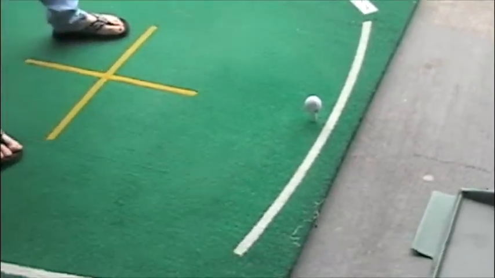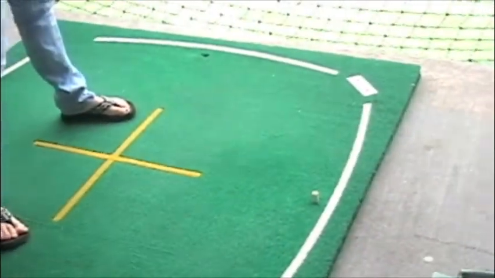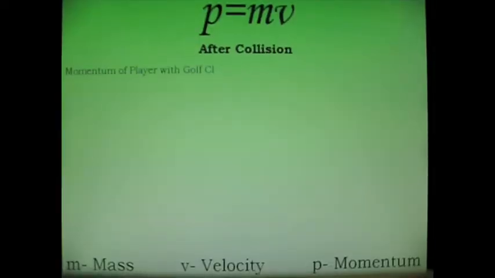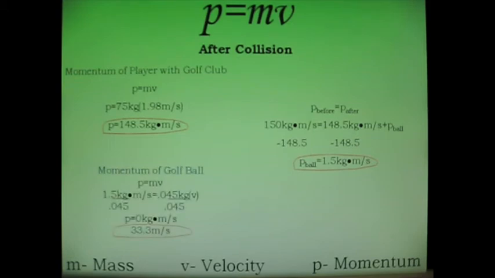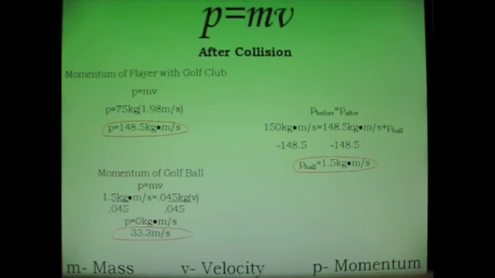After the collision takes place, the golf club transfers some of its momentum into the golf ball. If after the collision, the velocity of the club reduces to 1.98 meters per second, its new momentum is 148.5 kilograms times meters per second. Therefore, to get the momentum of the golf ball, we subtracted the momentum of the golf club after from the total, and got the momentum of the golf ball to be 1.5 kilograms times meters per second. Now we can figure out the velocity of the golf ball by using the formula momentum equals mass times velocity. The velocity ended up being 33.3 meters per second.